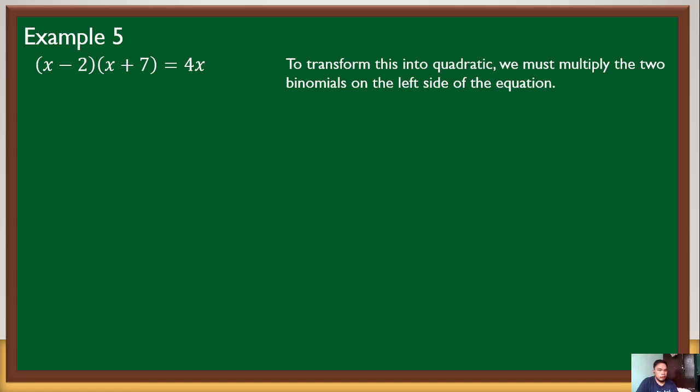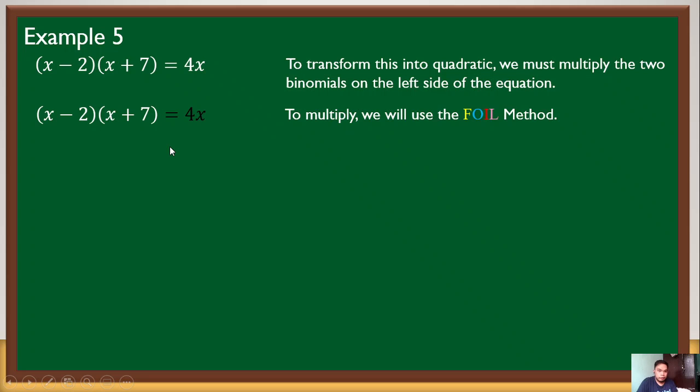Okay. Here on the fifth example, it also doesn't look like a quadratic equation, but yes, according to this explanation, we can transform this into a quadratic. But we must multiply the two binomials on the left side. So we have to multiply x minus 2 by x plus 7. Okay, so how to multiply two binomials?